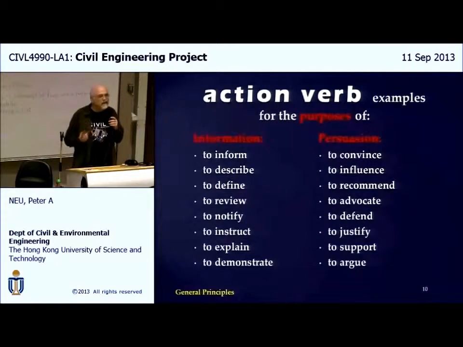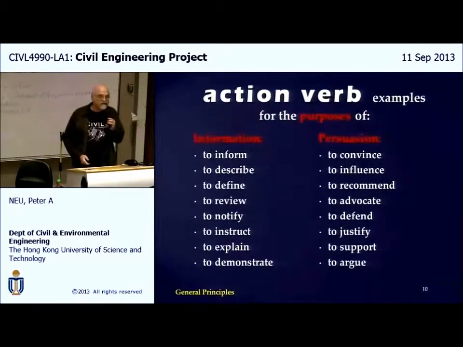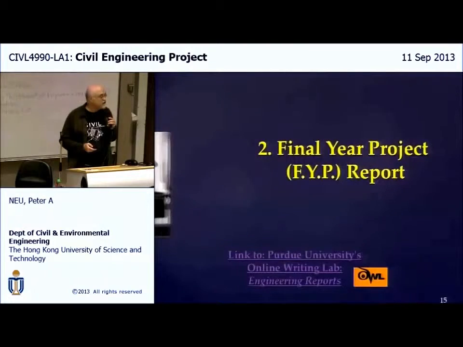The FYP, what kind of writing is it? It's not like a letter to your mother. It's not like other kinds of writing. It has components of information, exposition, explanation, some description. But basically, I think these kinds of verbs for information and these kinds of verbs for persuasion are the kinds of verbs that you're going to be using in the FYP. So these are the kinds of writing that you're doing in the FYP.